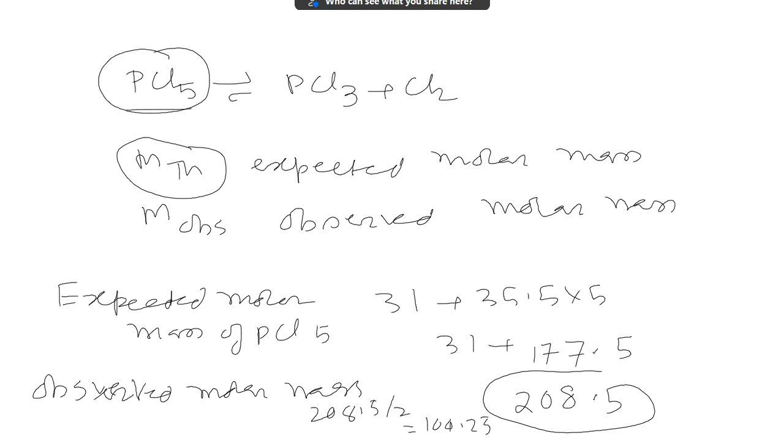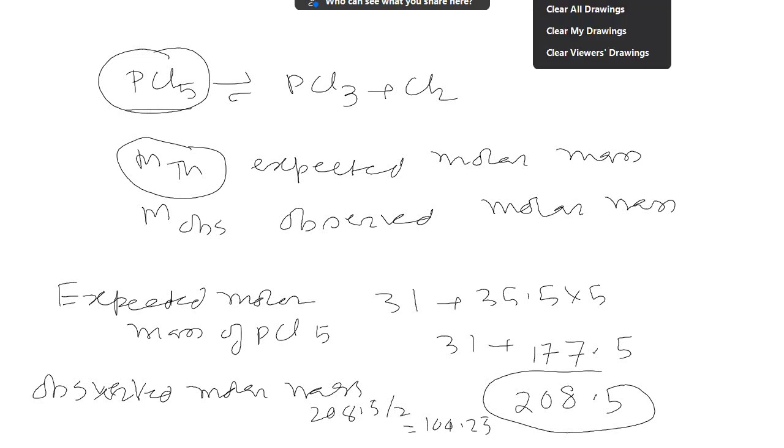Now I can say how we will derive a relationship between the degree of dissociation and the observed and expected molar mass. I can do it as follows. Look here. We know PV equals W by M theoretical into RT. In this case, PV equals what? Mass by molar mass is equal to n into RT.